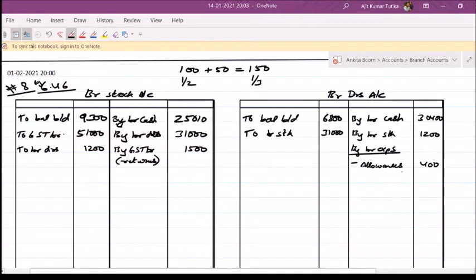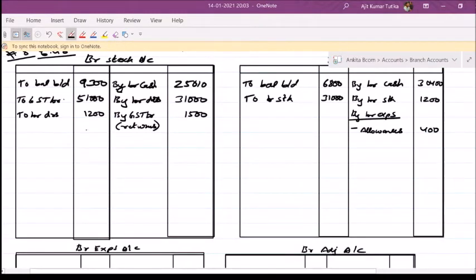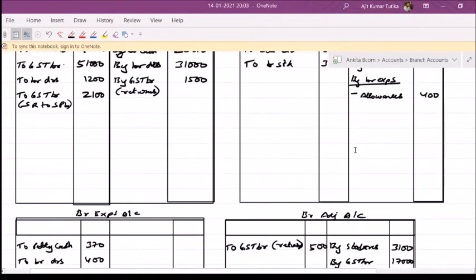Then goods transferred from Srirampur branch to Sahapur branch. Now it is just like goods sent to branch. So I am writing it here. It is 2100 rupees to goods sent to branch, Sriram to Sahapur branch, 2100. Now I will remove loading here. 2100 divided by 3.